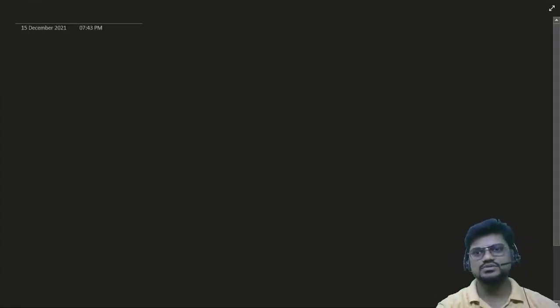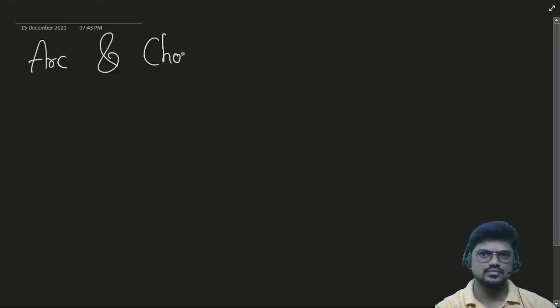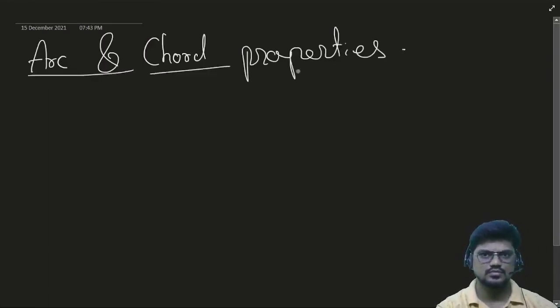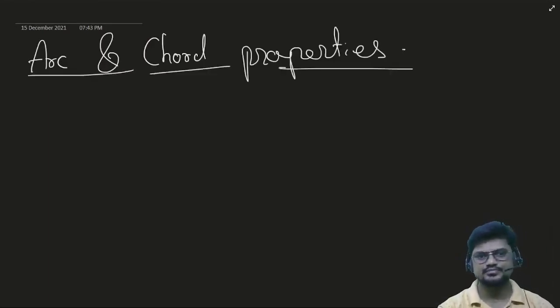The thing which we are going to start is arc and chord properties. Now there will be one or two more theorems which we need to prove, and then we'll have the examples to do.